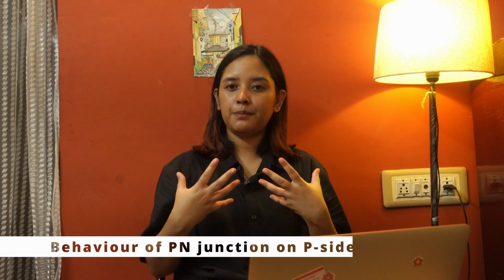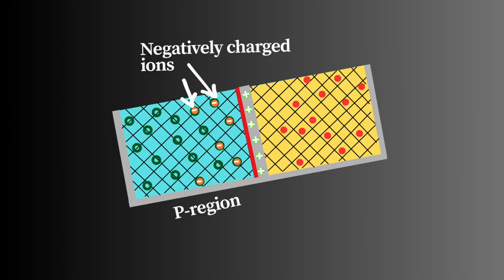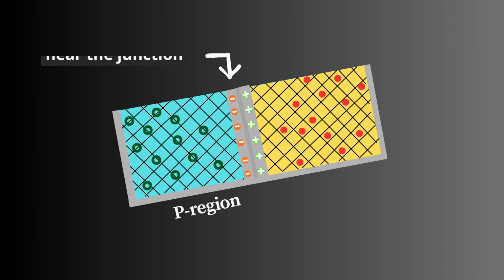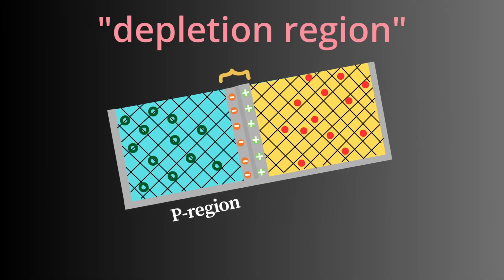So what is happening in the p side? Well, it is a very similar concept. So the incoming electrons will recombine with the holes here. Gaining of electrons will generate some immobile, negatively charged ions in the p region. Similar to the n side, this creates a region of negative charges near the junction in the p side. Thus, at the p-n junction, a region is created that is reduced or depleted of any free charge carriers, and hence fittingly so, this region is called the depletion region.